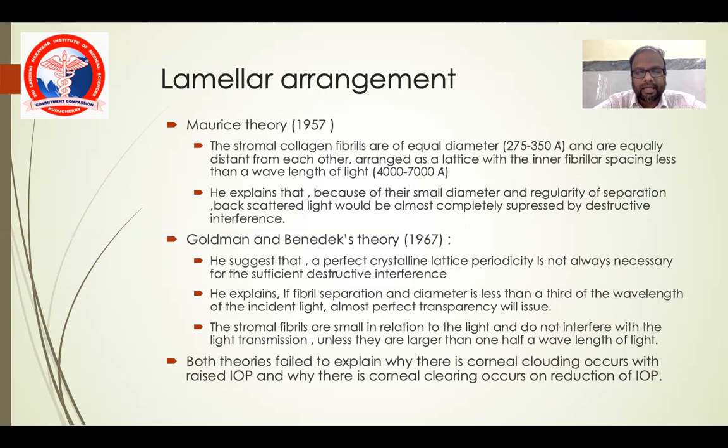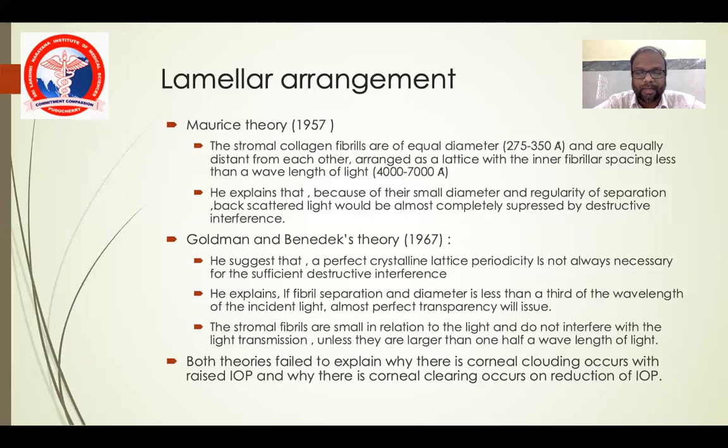They suggested that a perfect crystalline lattice periodicity is not always necessary for sufficient destructive interference. They explained that if the fibrillar separation and the diameter are less than a third of the wavelength of incident light, almost perfect transparency will be there. That is, regular arrangement is not at all necessary, but if the separation and the diameter are less than one third of the wavelength, then the cornea will be almost transparent.